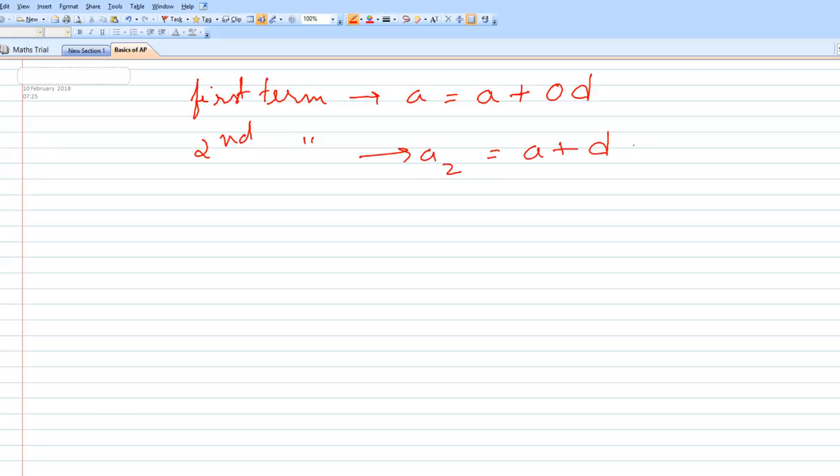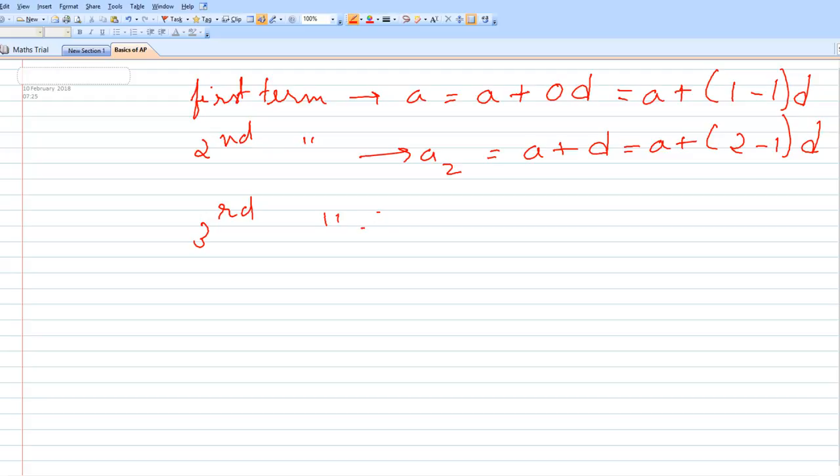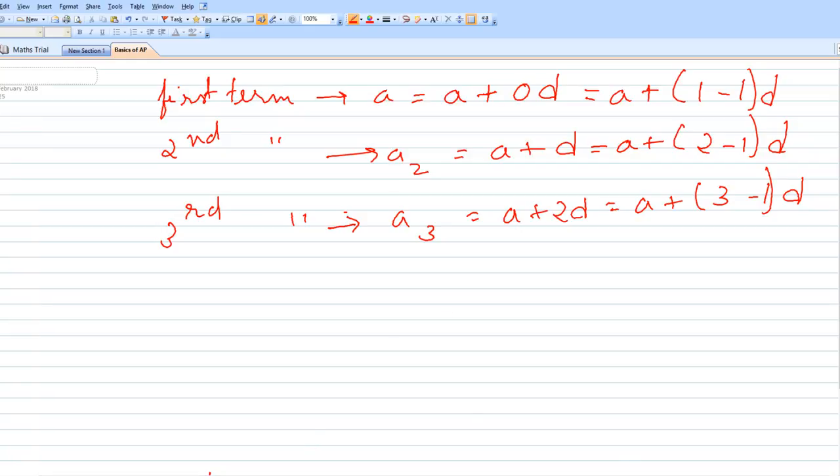Now let's see how to derive the formula of an nth term. So the first term of an AP is written as A, or I can write it as A plus 0 into D. The second term can be written as A2, or A plus D, or I can write it as A plus 2 minus 1 into D. Similarly, the third term A3 is equal to A plus 2D, which is equal to A plus 3 minus 1 into D. If you have any doubt anywhere, you can ask in the comments or the Q&A section here. Alright?